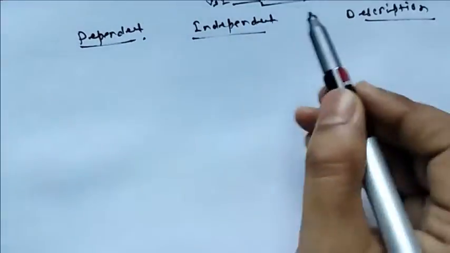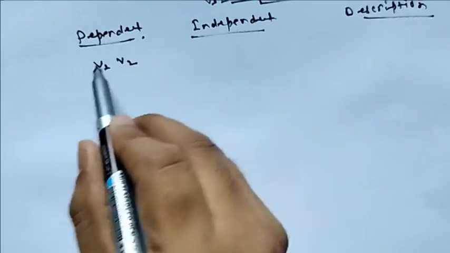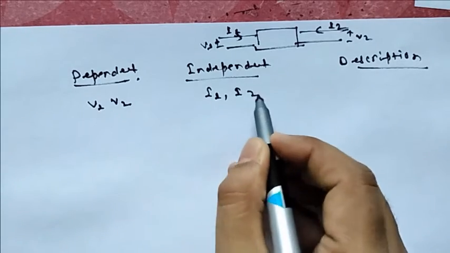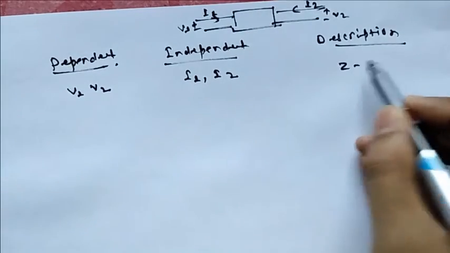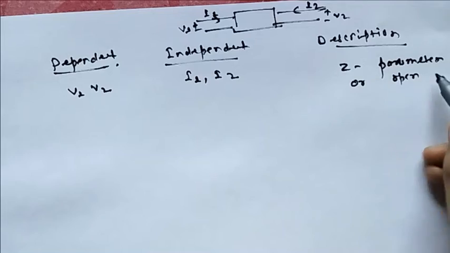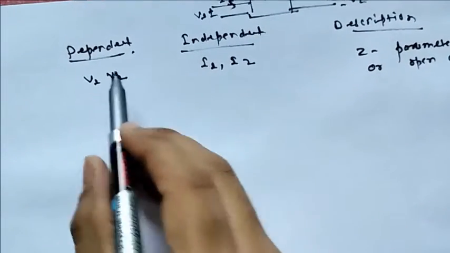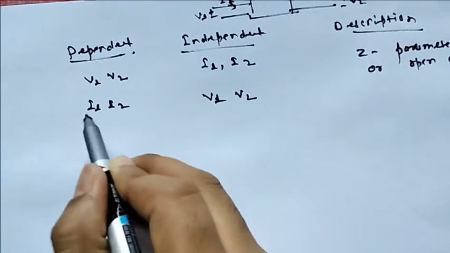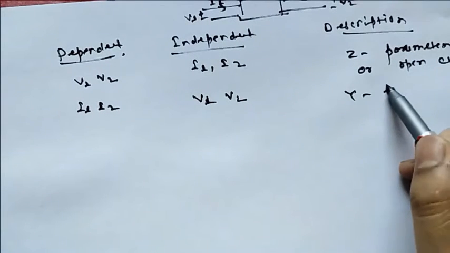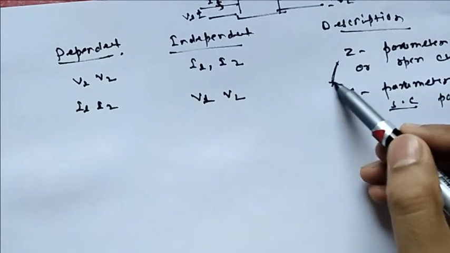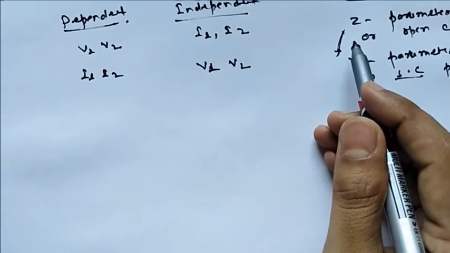Then if V1 and V2 are dependent on the currents, meaning we are giving I1 and I2, then this description is called the Z parameter or open circuit parameter. Now if I reverse this combination, if I take I1, I2 as dependent and give V1 and V2 and find I1 and I2, this is called the Y parameter or short circuit parameter. Now these two are reciprocal to each other. We will be showing this in the next classes.